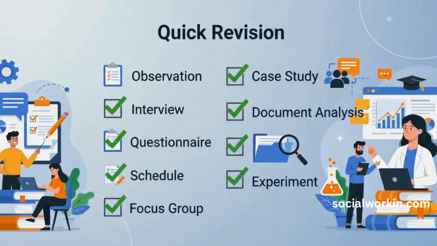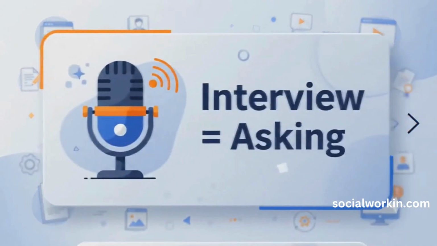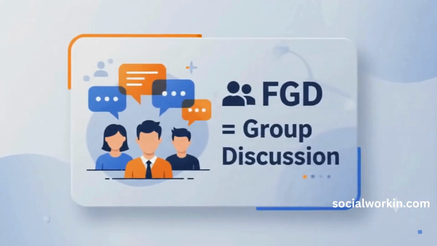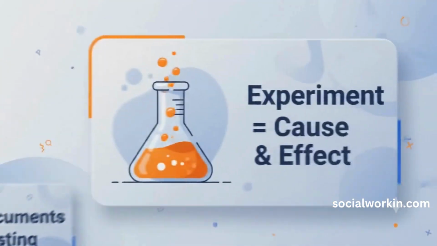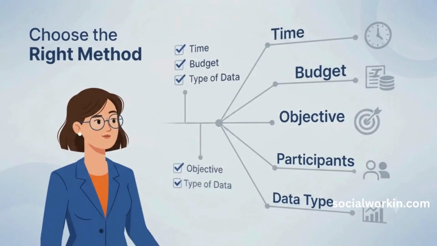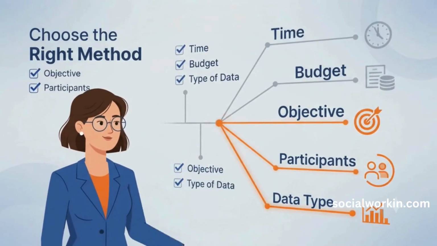Here's an exam tip. Observation means watching, interview means asking, questionnaire means self-filling, schedule means researcher filling, and experiment means testing cause and effect. Remember these keywords, and you'll answer many objective questions correctly. Choosing the right method depends on the research objective, participants, time, budget, and the type of information required.